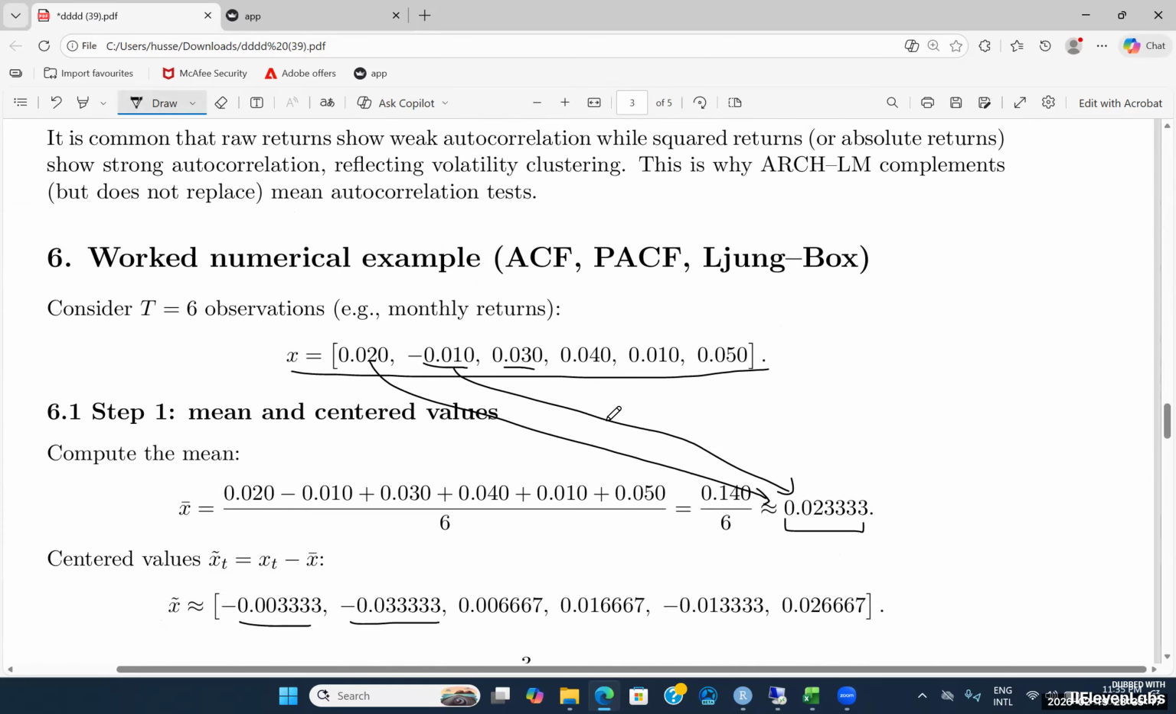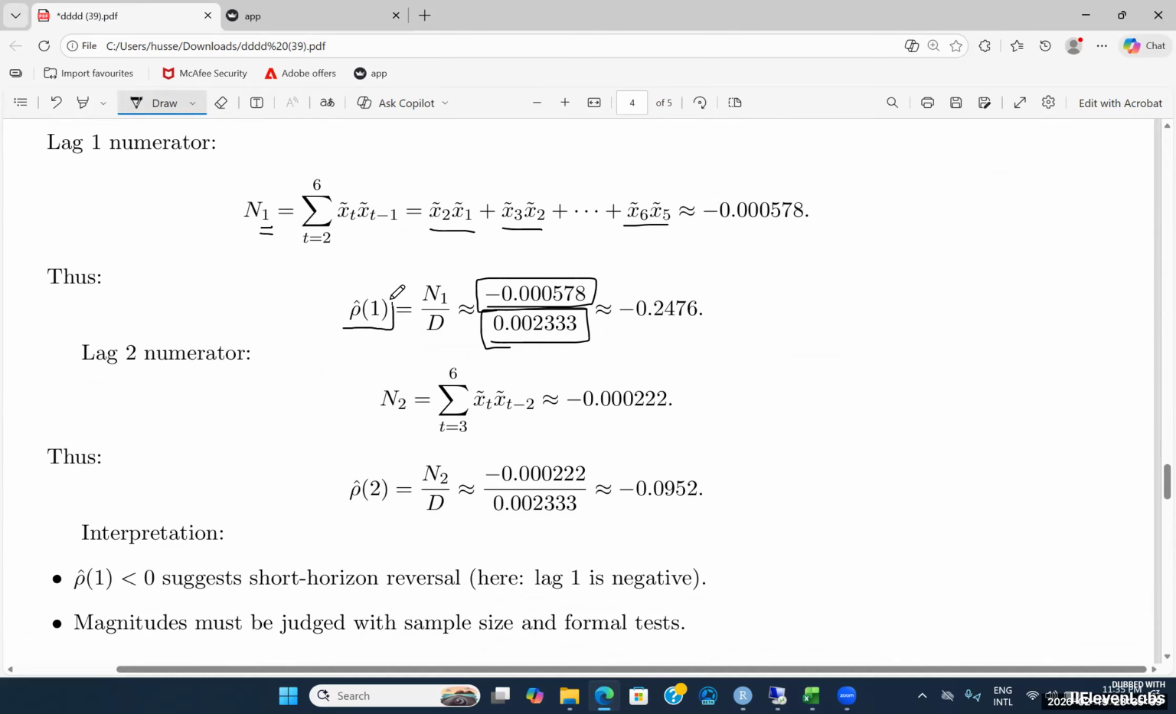So the current observed deviation at this point is multiplied by the value of the immediately preceding deviation, and this calculation is repeated across the entirety of the time series data. Once we have finished this, we sum them up, and the final stage requires us to divide the calculated numerator, which is the sum of the products of deviations, by the sum of the squared deviations. This calculation provides us with the autocorrelation coefficient at a lag of 1.